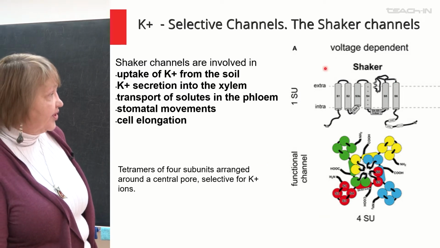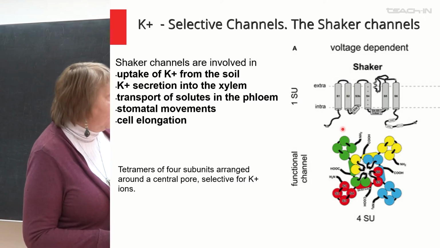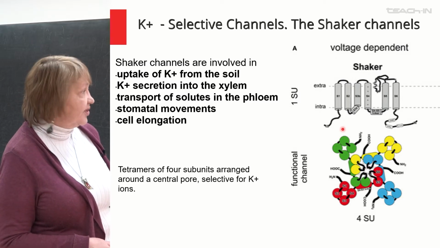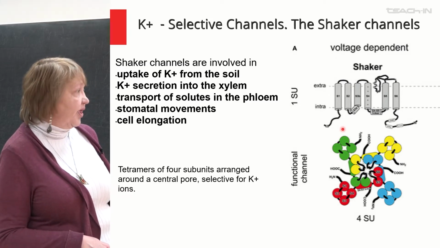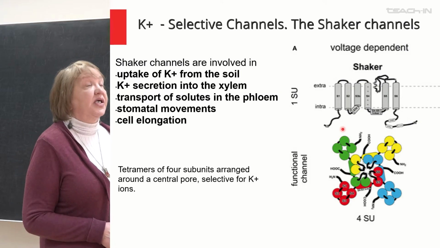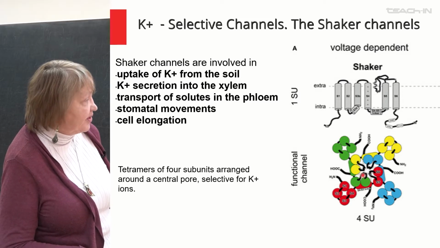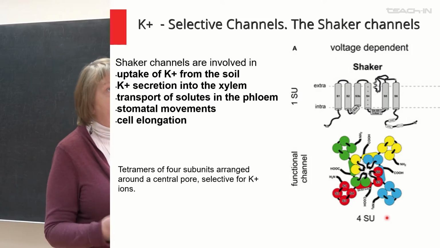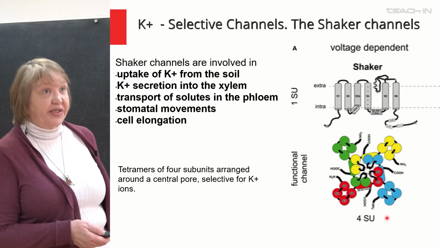That's how they look. This is a subunit which consists of 6 transmembrane domains and a selective potassium pore. And the channel itself is 4 subunits, tetramers arranged around a central pore that is selective for potassium.